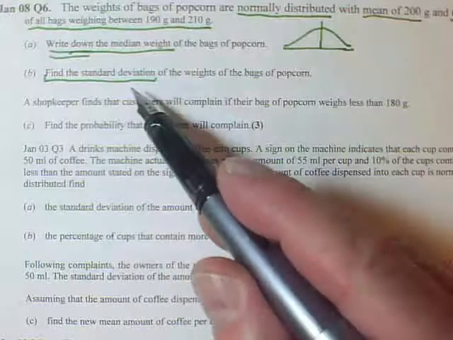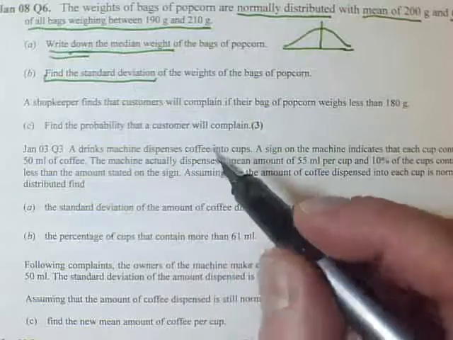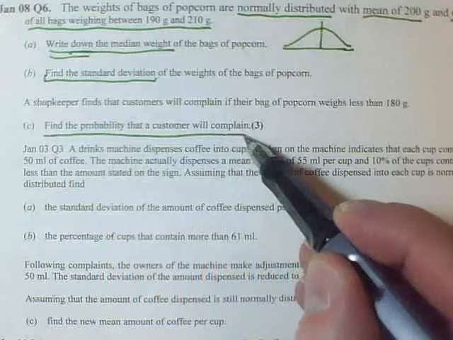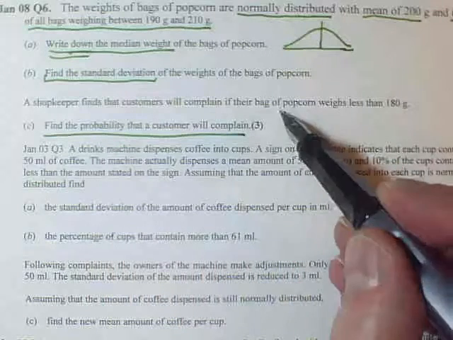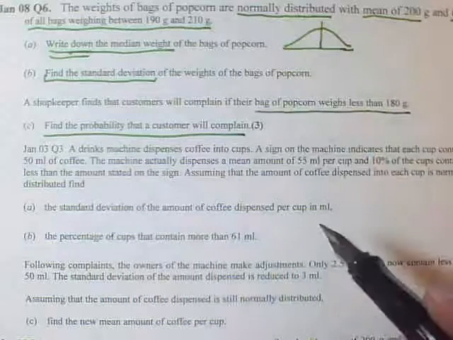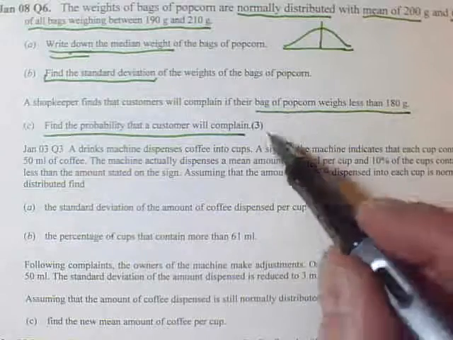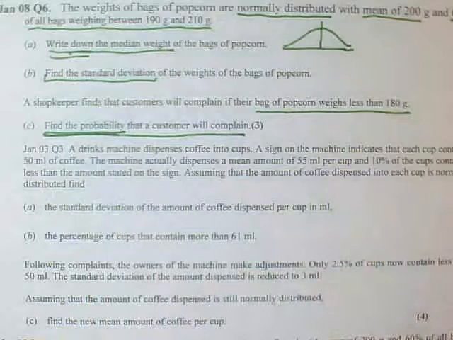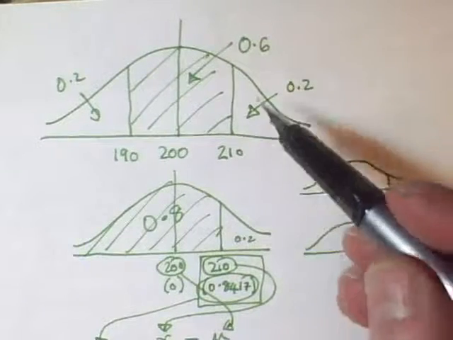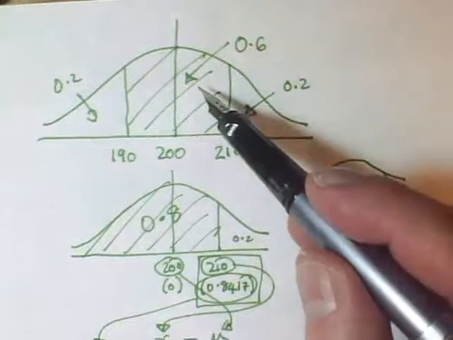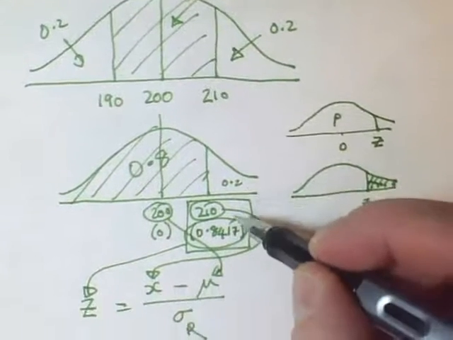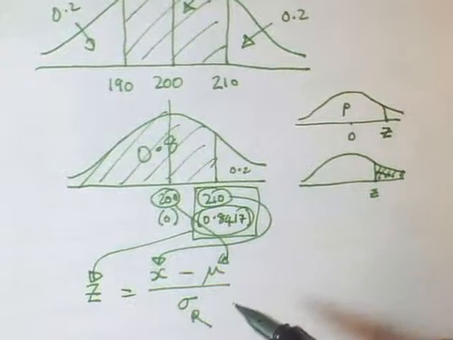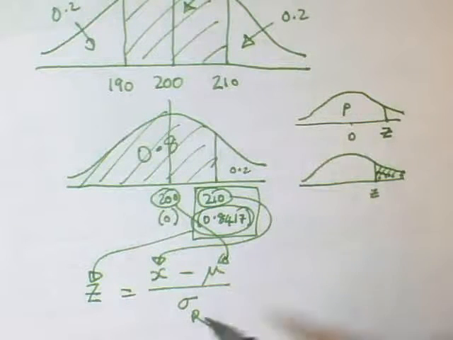So we've dealt with part B, finding the standard deviation, and now there's a follow-up. We now have to find the probability that a customer will complain, which happens when the bag weighs less than 180 grams. So this is now a forwards question. We're finding a probability, so it's the opposite direction. In the previous task, I started with a probability of 0.6. I used the tables to get my Z value, and I used the standardization formula last, okay, to find the missing thing, which was sigma.